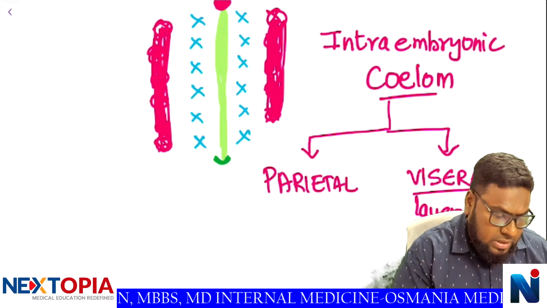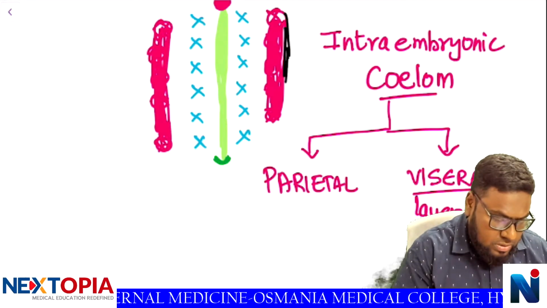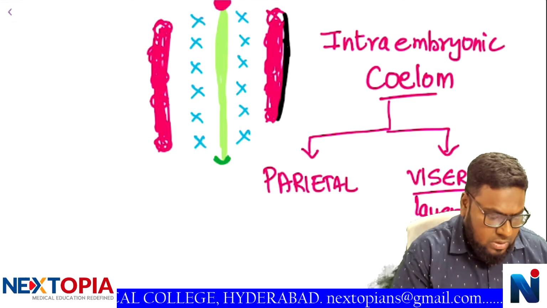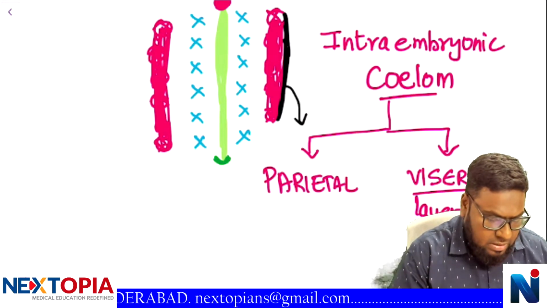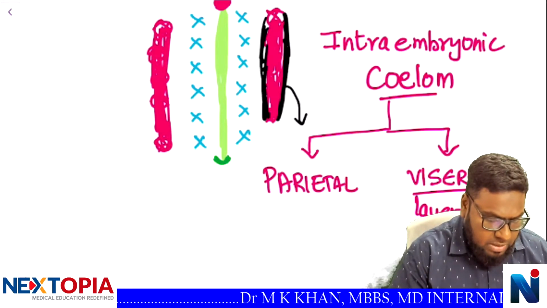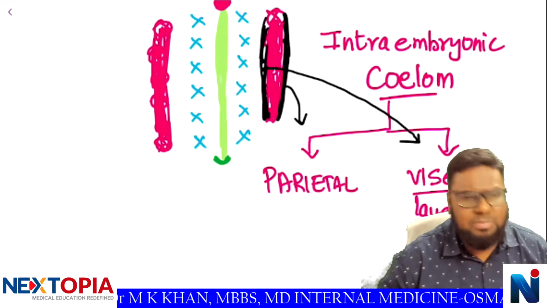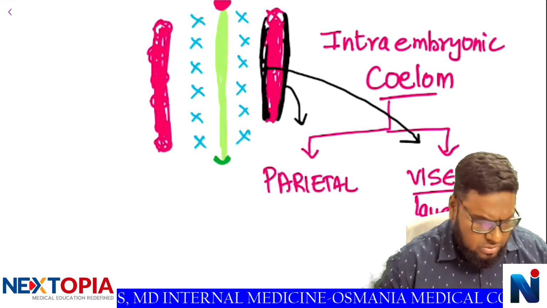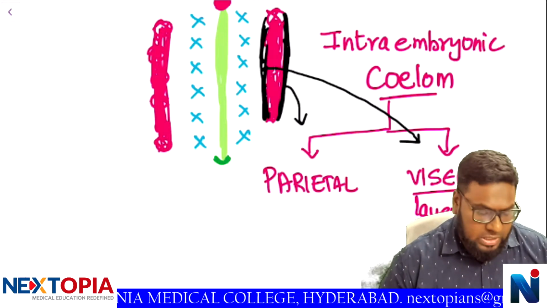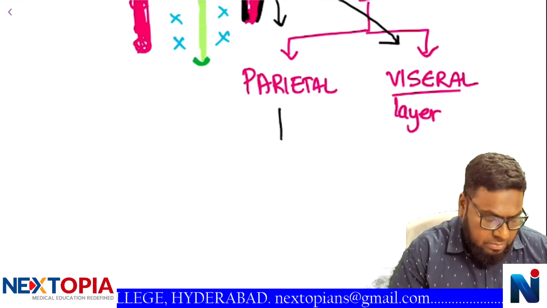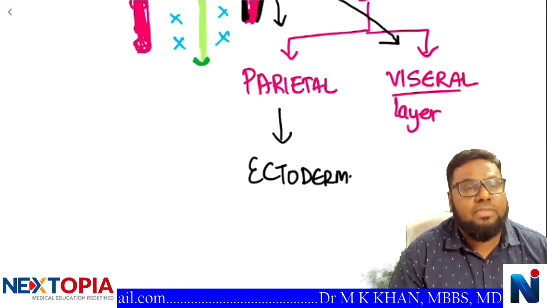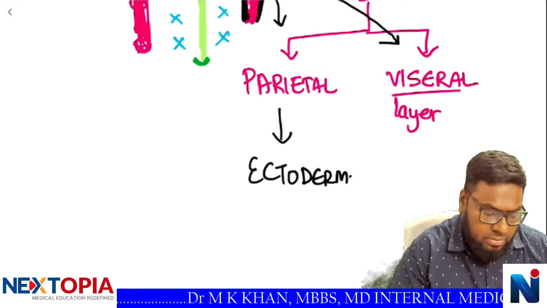So this part and this part, suppose it has two parts, is it not? This part becomes the parietal and this part becomes the visceral. I'm just correlating it, all right, just to help you understand this cavity. So the parietal comes in contact with the ectoderm outside, whereas the visceral will come in contact with the endoderm.